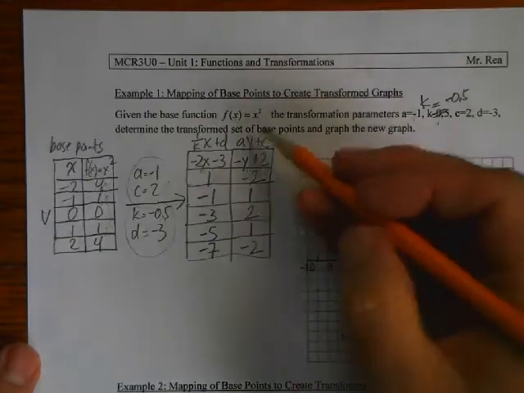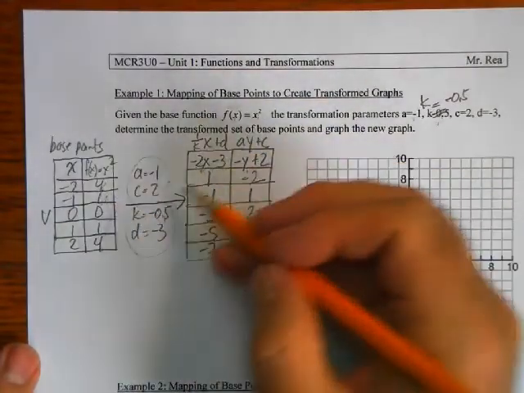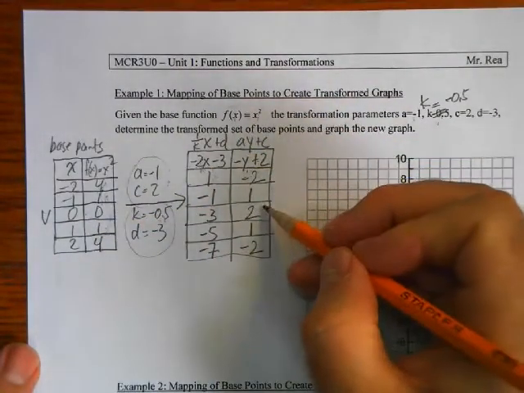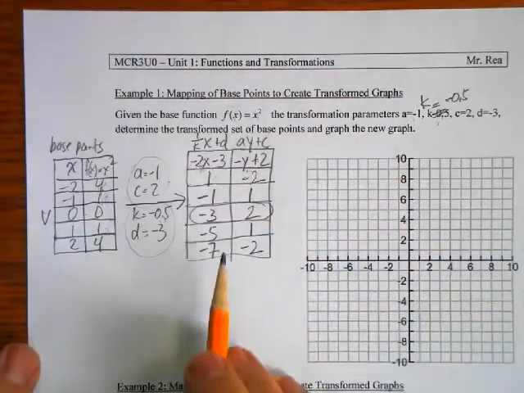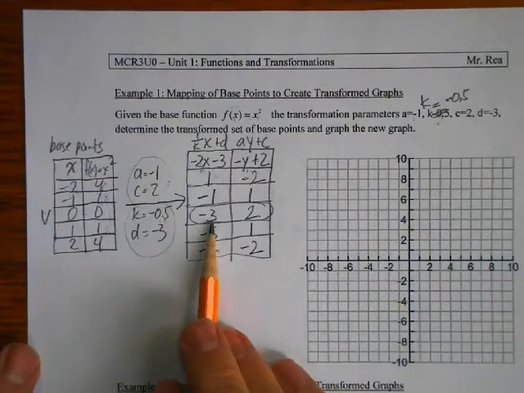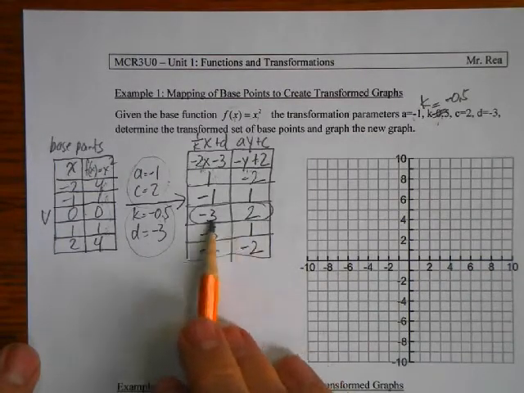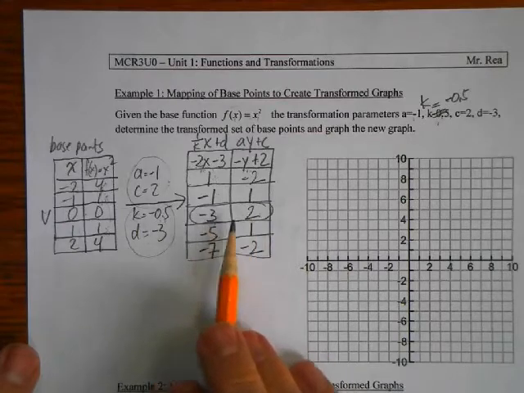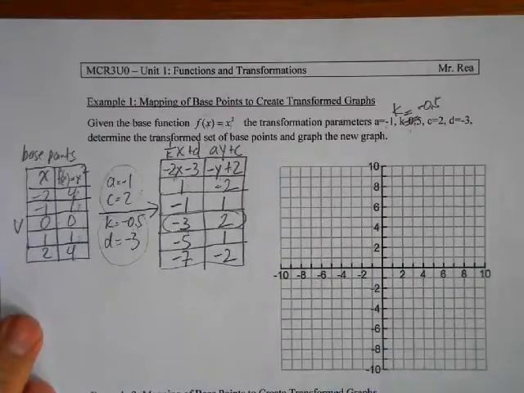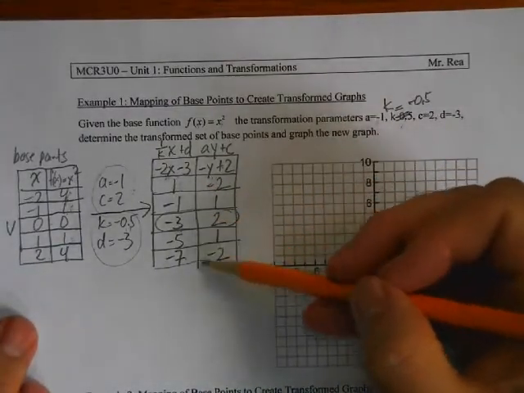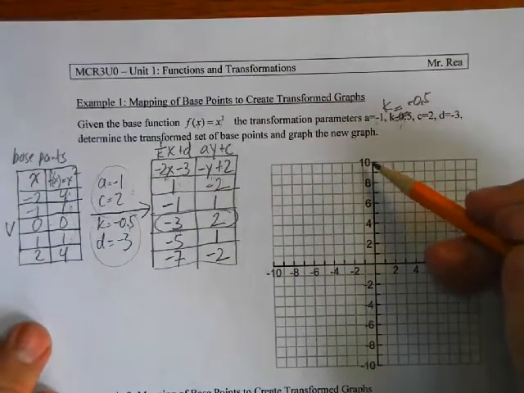transformed base points. And again, you can see we know that middle point was the vertex. Well, this is your vertex as well. And notice what the actual value is. This is your value of D and C, because that's how you're translating. Okay, it's always going to work out that way. So now all we do is plot these 5 points and then finish our graph.